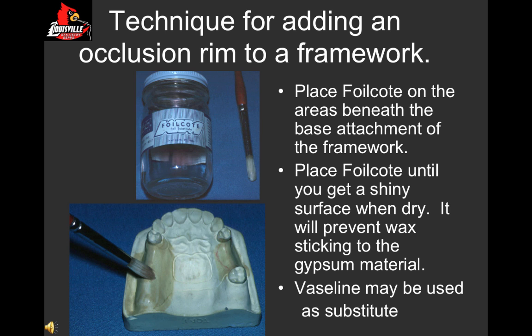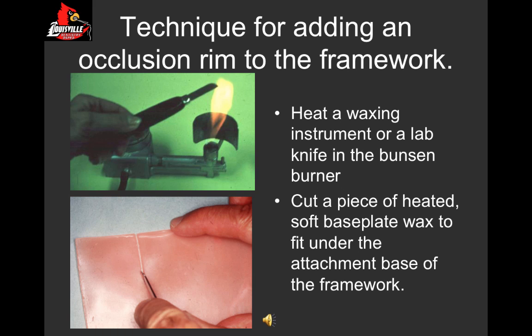Place foil coat on the areas beneath the base attachment on the framework, anywhere that you will add some wax. And place foil coat until it gets a nice shiny surface when dry. Sometimes it takes 2 or 3 layers of foil coat. It's going to prevent the wax from sticking to the gypsum material. Vaseline may be substituted instead of the foil coat if that's what you have around.